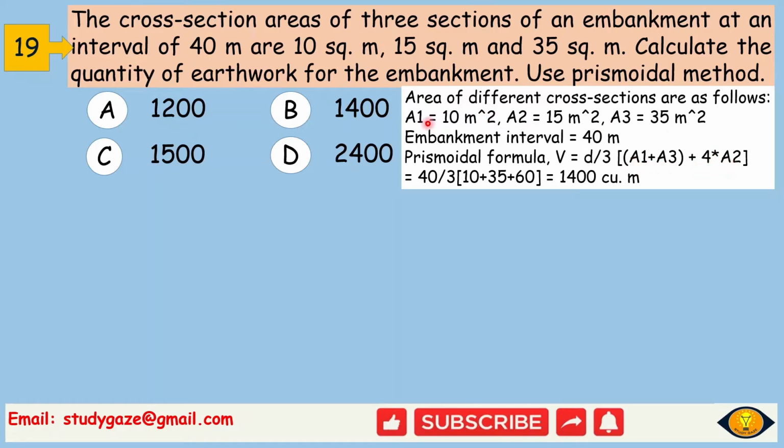So here you can see A1, A2 and A3 are given as 10 meter square, 15 meter square and 35 meter square, and the interval is 40 meter, that is already given. So you put all these values in this formula. D is 40 by 3, 10 plus 35 plus 4 into 15, that is 4 into 60. So that will give you 1400 cubic meter. So the answer will be 1400.